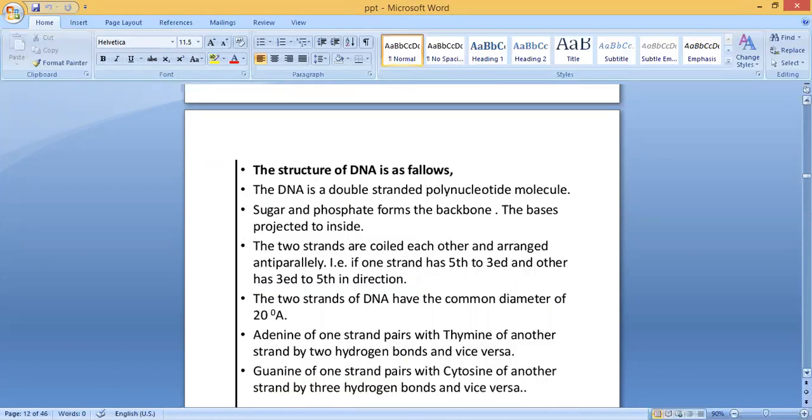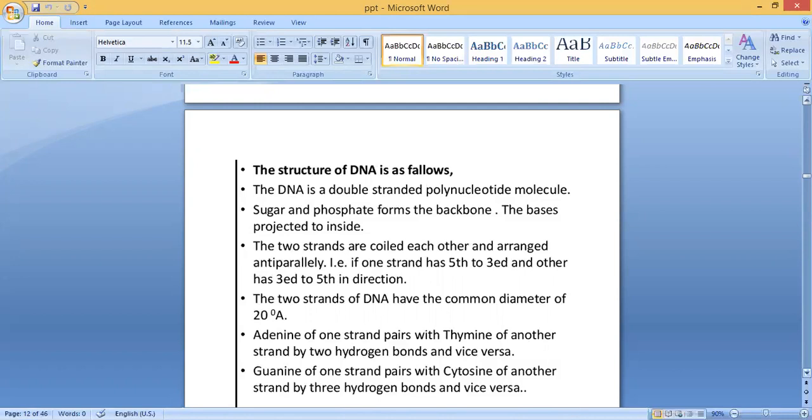The structure of DNA is as follows. Let us see what the structure of DNA is. The DNA is a double-stranded polynucleotide molecule, so it is made up of two strands or two chains of polynucleotide. Sugar and phosphate form the backbone. We learned it is made up of sugar, phosphate and a nitrogen base. So here sugar and phosphate form the backbone. The bases like cytosine, guanine, adenine, thymine are all arranged, projected inside.